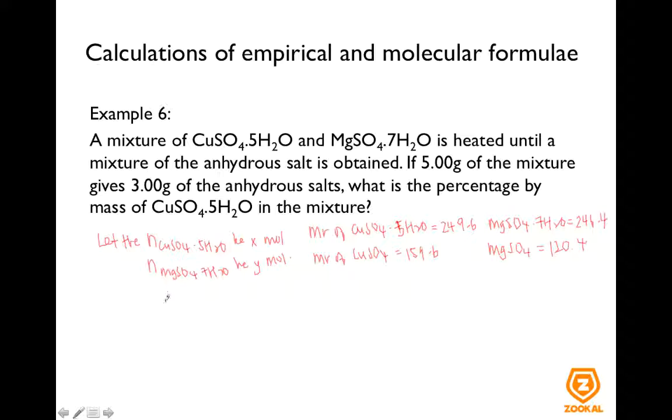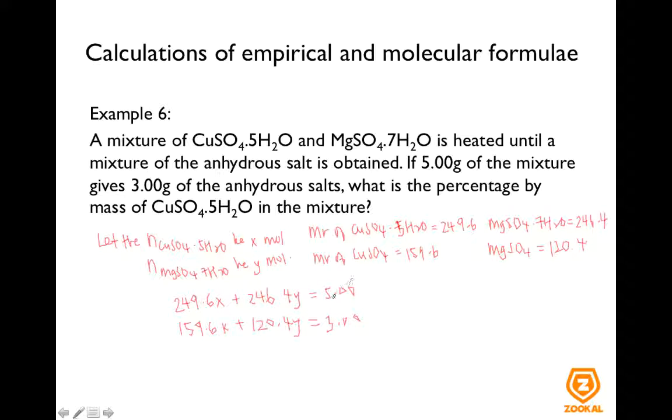So I've defined all my terms and I found all the numbers that I need to. The next thing to do is just to come up with 2 simultaneous equations. So we need to find the mass of copper sulfate and magnesium sulfate in this 5 grams. And that is simply the MR multiplied by the number of moles. So 249.6x plus 246.4y is equal to 5 grams. And 159.6, this is after the heating, x plus 120.4y is equal to 3 grams.